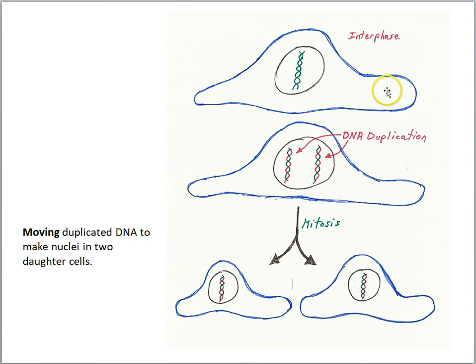So mitosis is the way single-celled organisms like amoeba and paramecia can reproduce. Again, the DNA in the nucleus must be duplicated, and then mitosis will deliver full sets of chromosomes to each daughter cell. So in a sense, mitosis involves moving the duplicated DNA to make nuclei in two daughter cells. In the next part, we'll see what's happening during interphase. The cell will be using the DNA to make proteins.